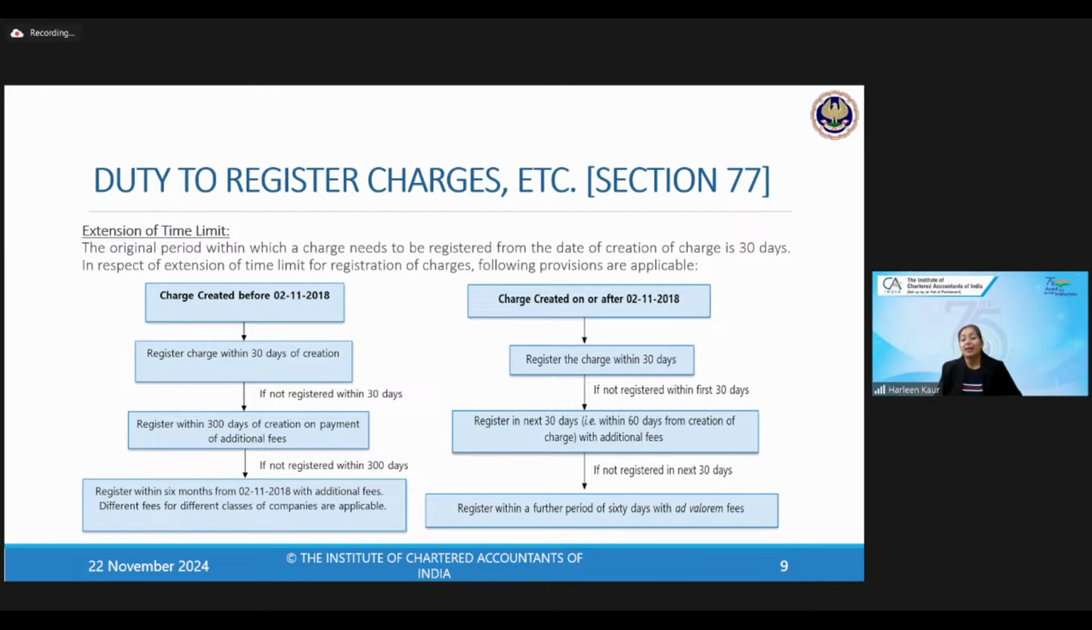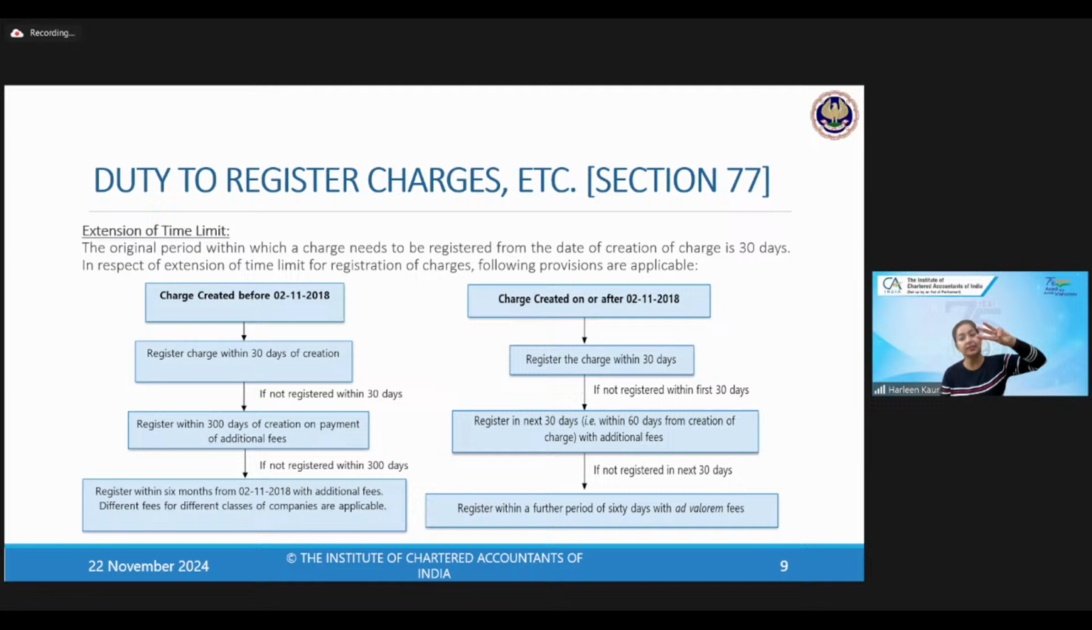So this was the time period for getting the charge registered if you have created the charge on and before 2nd November 2018. But what if the charge has been created after 2nd November 2018? Now this is important for you because now presently we are in the scenario after 2nd November 2018. This before 2nd November 2018 was an old provision. But since it is given in the books, it is mentioned in the act, we should know about the provisions. So examiner can also ask you what were the provisions before 2nd November 2018.